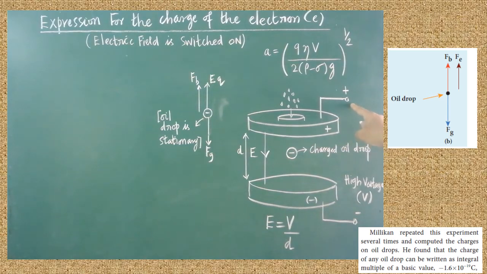Here, as soon as the electric field is switched on, what will happen? Across the two plates, very high voltage is supplied. The voltage supplied across the two plates should be taken as V, and the distance between the two plates is taken as d. Here a very strong electric field is set up. The electric lines of force start their journey from the positive plate to the negative plate. Here the drop is already experiencing the gravitational force.